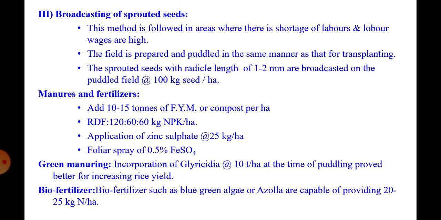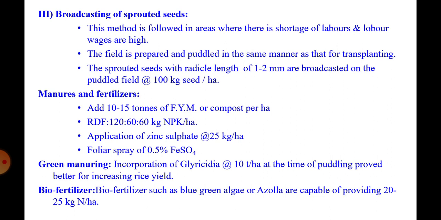Here also, 40% nitrogen and the full dose of phosphorus and potash should be given at the time of puddling, and the remaining 60% nitrogen is given in two equal splits: 40% at tillering stage and 20% at panicle initiation stage.